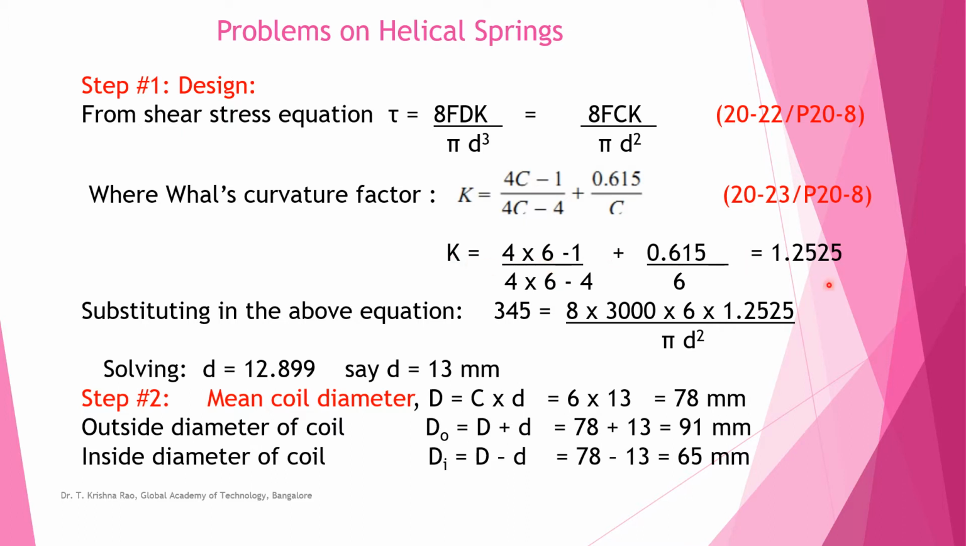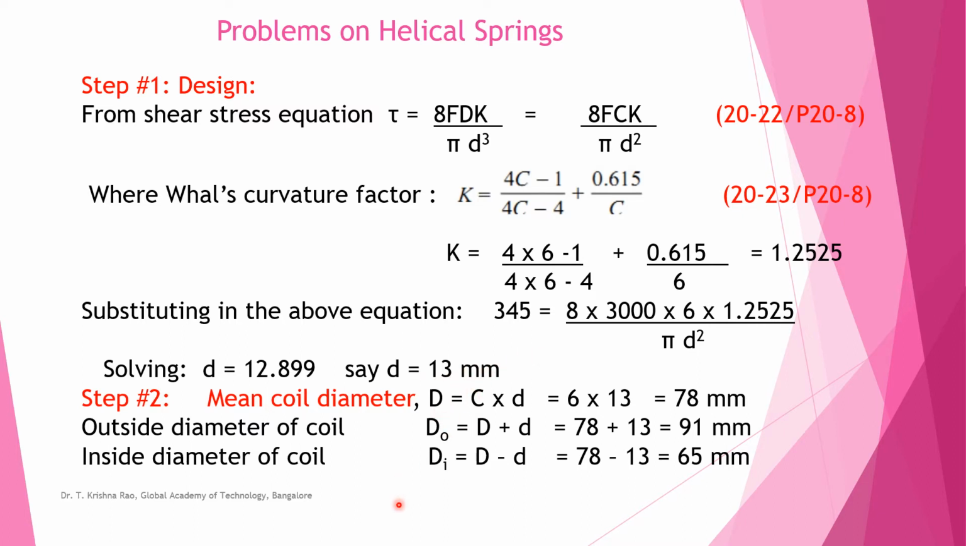So K comes to 1.2525. Then substituting all the values in the shear stress equation, 345 is the given shear stress, 8 F C K by pi d square. Simplify, we get d as 12.899. Round off conveniently to a whole number, 13 mm. So wire diameter required is 13 mm for this problem.